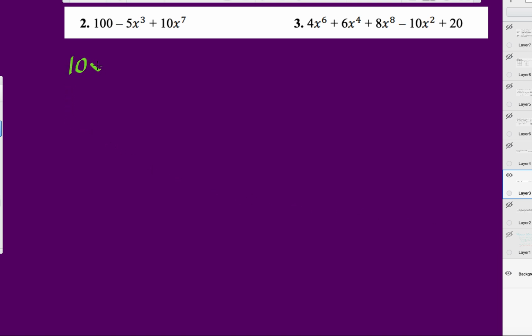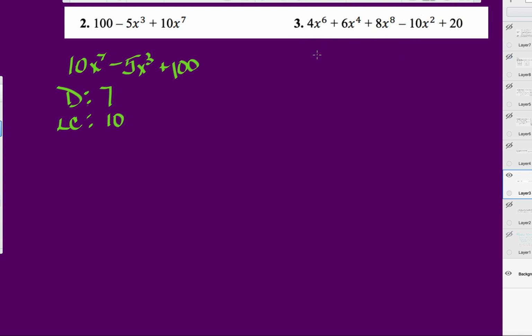10x to the 7th. We're going to subtract from it 5x cubed, and then add 100. So this is our expression in descending order. So the degree is 7, and the lead coefficient is 10, right? And then we can do the same thing with this.